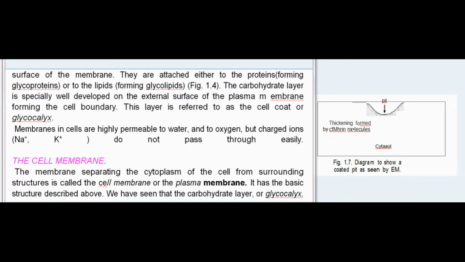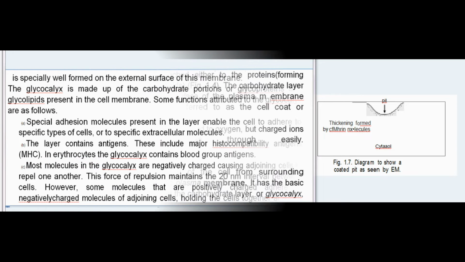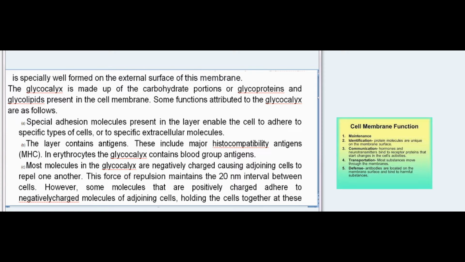Membranes in cells are highly permeable to water and to oxygen, but charged ions, Na+, K+, do not pass through easily. The cell membrane. The membrane separating the cytoplasm of the cell from surrounding structures is called the cell membrane or the plasma membrane. It has the basic structure described above. We have seen that the carbohydrate layer, or glycocalyx, is specially well formed on the external surface of this membrane. The glycocalyx is made up of the carbohydrate portions of glycoproteins and glycolipids present in the cell membrane.